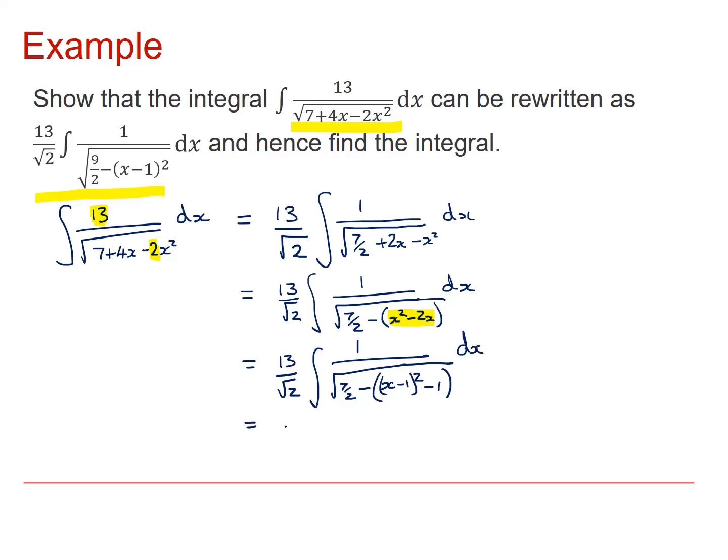And so when I release that outer pair of brackets, I'm going to get 13 over root 2, the integral of 1 over the square root of 7 over 2, releasing the outer bracket, means this is going to become a plus 1, so 7 over 2 plus 1 is 9 over 2 minus x minus 1 squared dx. And that's what I was looking for in the original question.